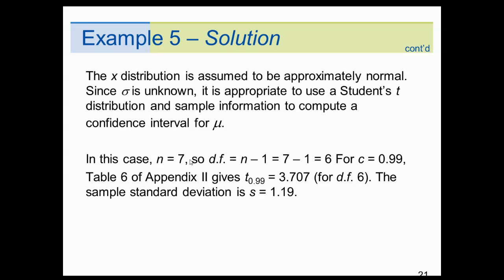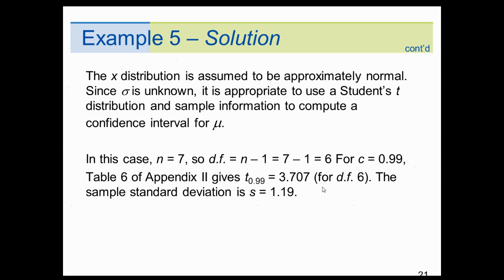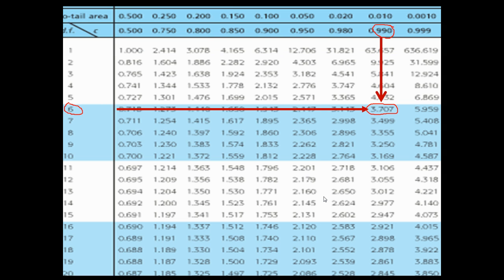In this case, if N is 7, degrees of freedom is 7 minus 1, or 6. We're looking for a 99% confidence interval. He went to his table, he looked under 99% and degrees of freedom 6, and he came up with a t-score of 3.707. There it is, 99%, degrees of freedom 6. Notice this is not N, this is N minus 1 degrees of freedom. Where this column and this row meet, there it is, 3.707. Just what he says here, 3.707.